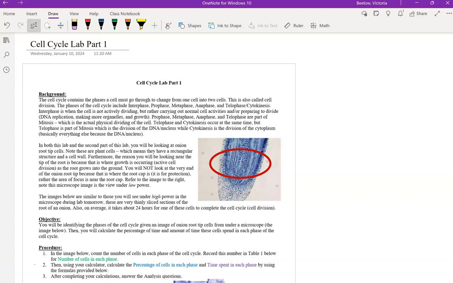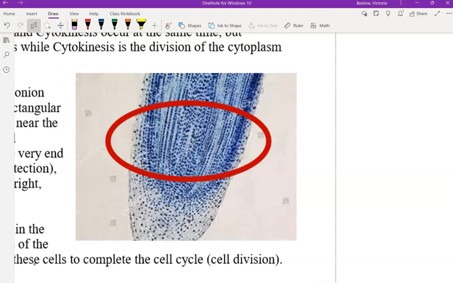So what we're going to be doing is looking at onion root tip cells. It's the root of the onion which grows into the ground. And as the roots are growing into the ground, that's where active cell division is occurring, and that's where we can see cells that are going through the cell cycle. Specifically, we're looking at this area of the onion root tip cell. It's a really thinly sliced portion of the root, and it's been stained and put under a microscope slide.